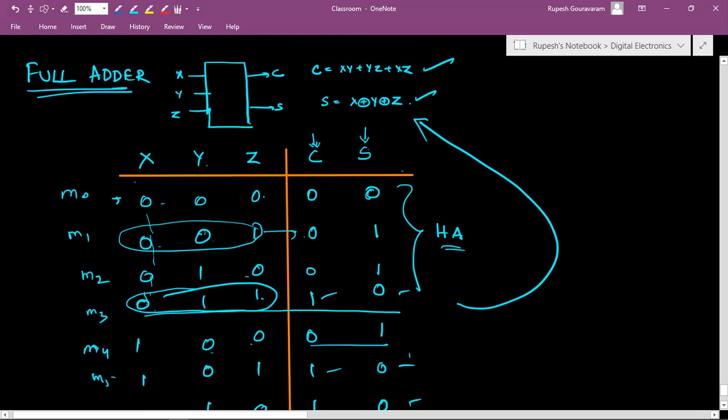We have learnt today what is a multiplexer, how to realize various Boolean functions using mux. Then we have learnt what is an FPGA, what is a lookup table. Then we have seen what is half adder, then full adder. So that's what we have learnt today. Hope you have understood it well. So we'll stop it here.